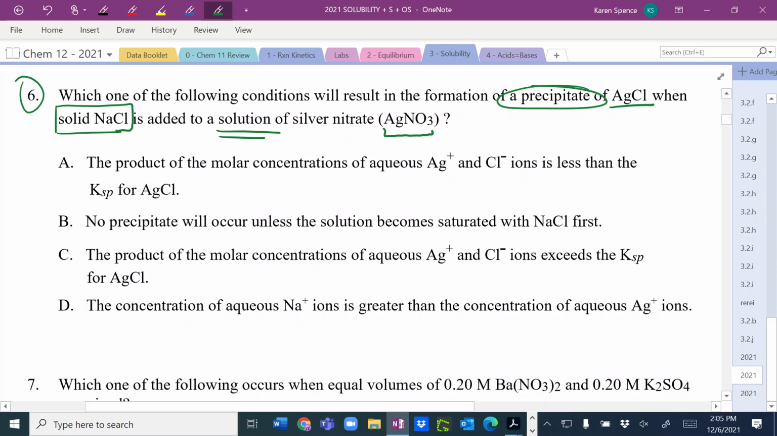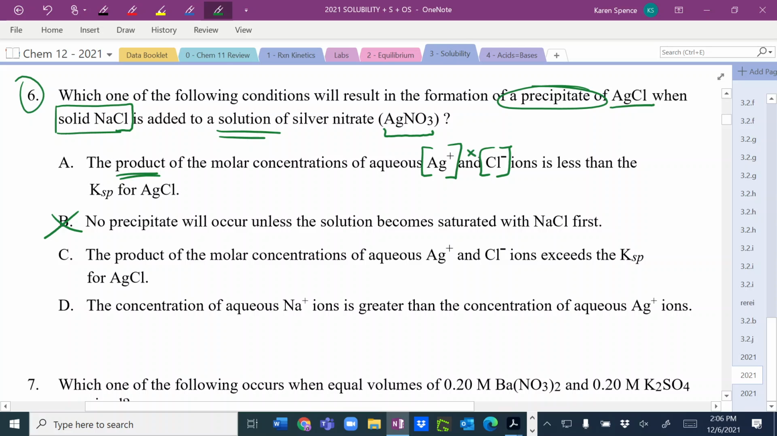So, will we get a precipitate if the product of the molar concentration of Ag and Cl is less than Ksp? Will we get a precipitate if that's the case? No. No precipitate will occur unless the solution becomes saturated with NaCl first. Does that make any sense? No, that's just gobbledygook. Yes, people, they're just making stuff up.